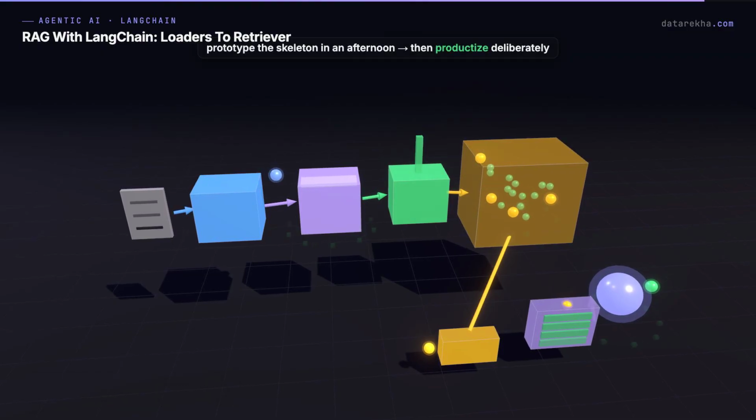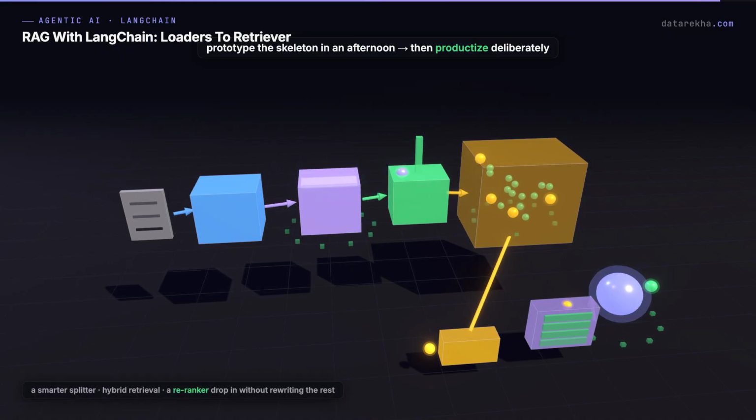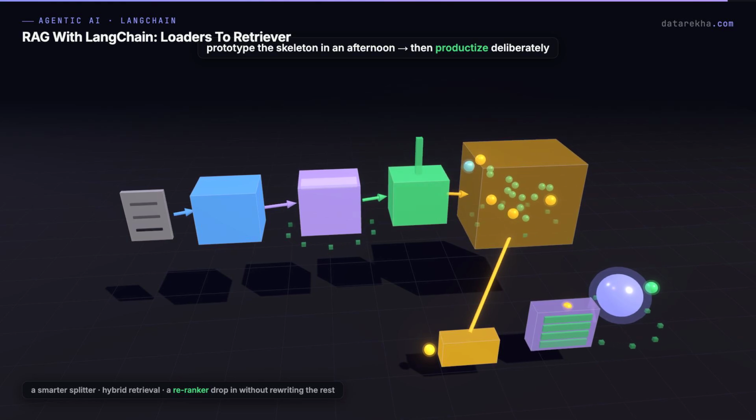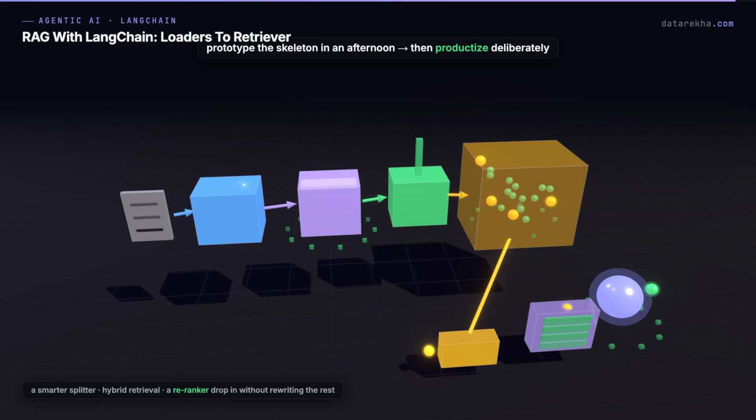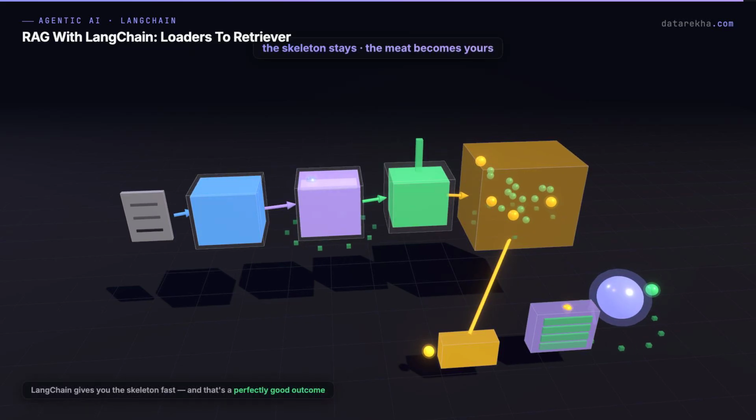Prototype the skeleton in LangChain in an afternoon, then productize deliberately. A smarter splitter, hybrid retrieval, a re-ranker. The skeleton stays, the meat becomes yours, and that is a perfectly good outcome.